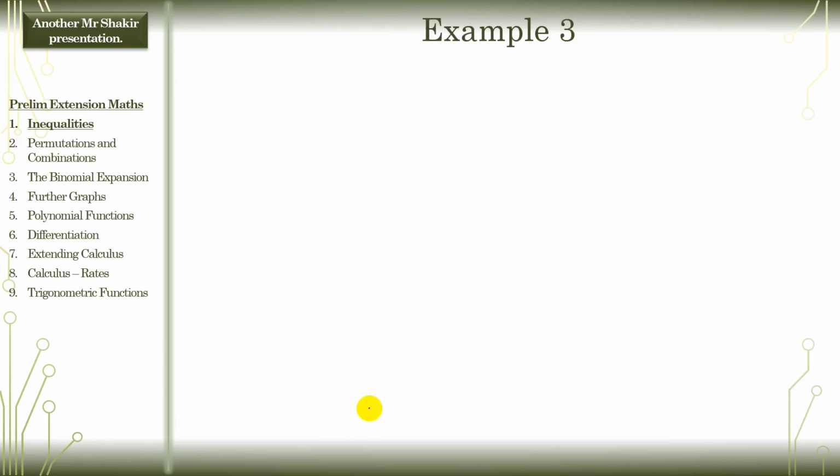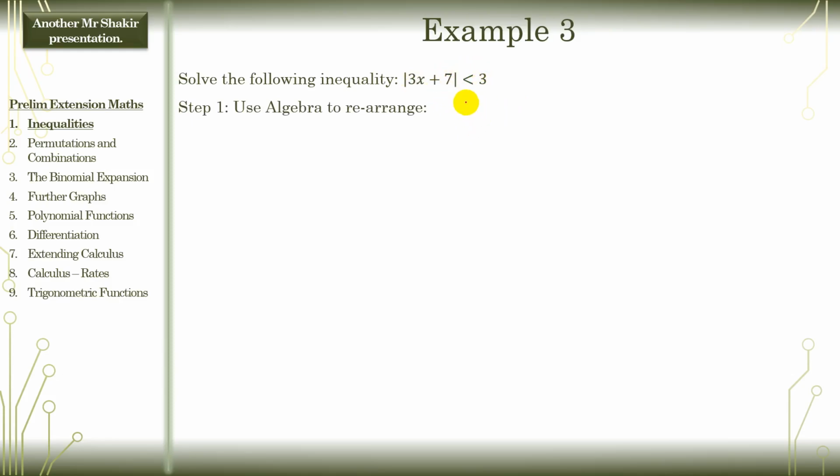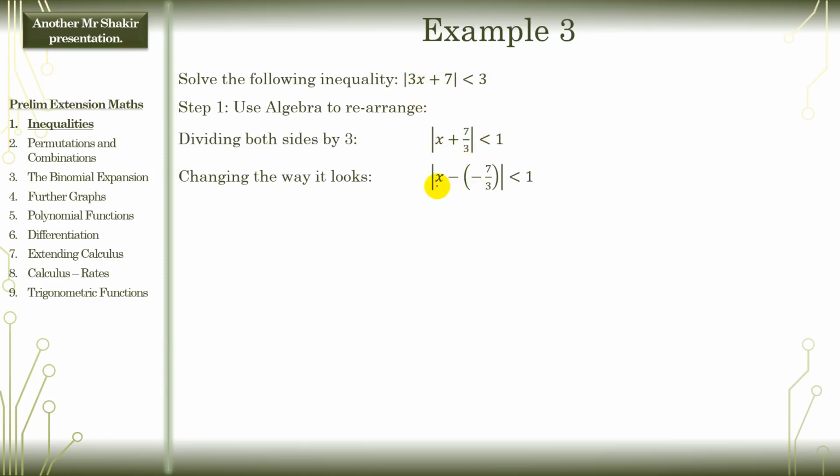Alright, example 3. Now let's move on to less than inequality. Solve the following inequality. Well, graphically speaking, we use algebra to rearrange. We want it in the same form as in the last few questions, right? Divide everything by 3, make that a negative. Now the distance of x from -7/3 is less than 1. The distance is less than 1.